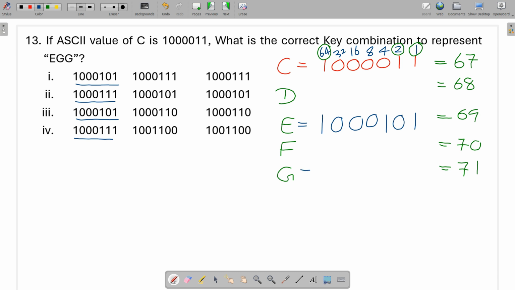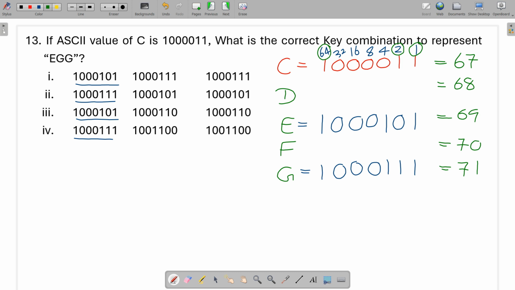And G gives you 71. So you definitely need 64, so 1 is under the 64 place value. No 32s, no 16s, no 8s. But you need the place value 4, place value 2 and place value 1, because altogether they make 7. So 64 plus 7 will give you 71. So now it is easy.